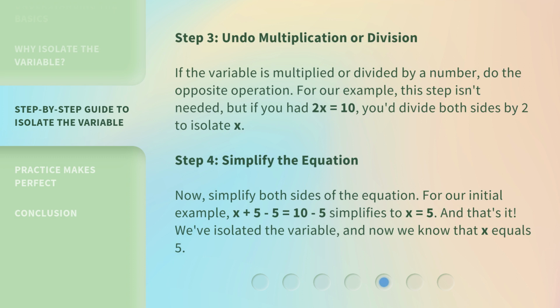Step 3. Undo multiplication or division. If the variable is multiplied or divided by a number, do the opposite operation. For our example, this step isn't needed. But if you had 2x = 10, you divide both sides by 2 to isolate x. Step 4. Simplify the equation. Now, simplify both sides of the equation. For our initial example, x + 5 - 5 = 10 - 5 simplifies to x = 5. And that's it. We've isolated the variable, and now we know that x equals 5.